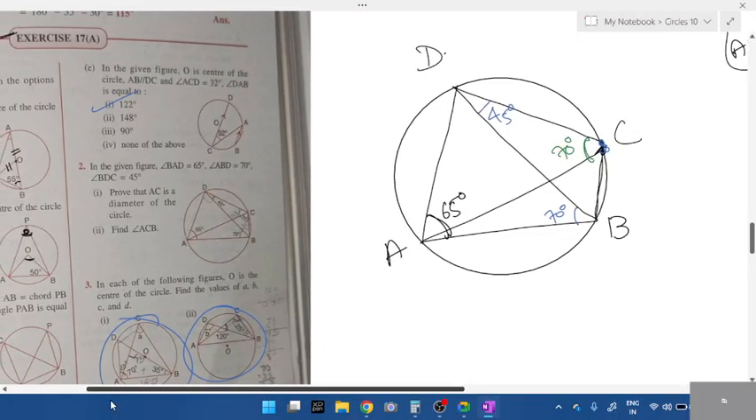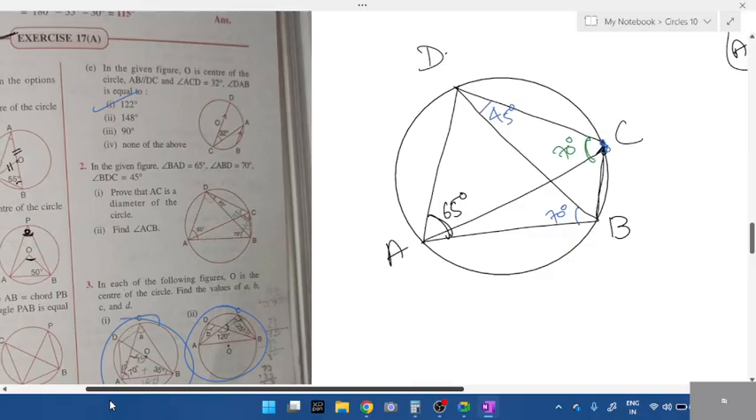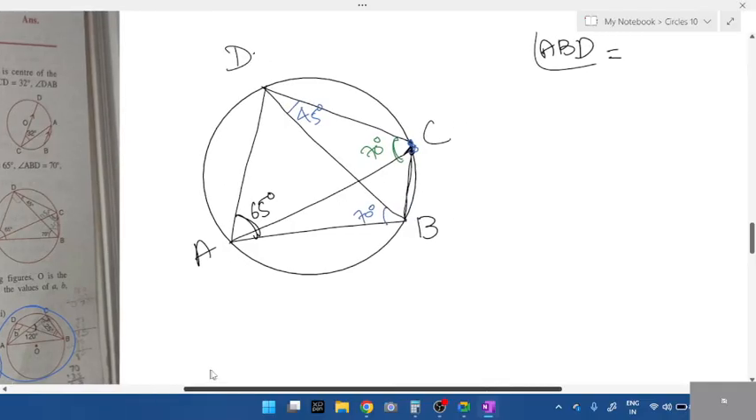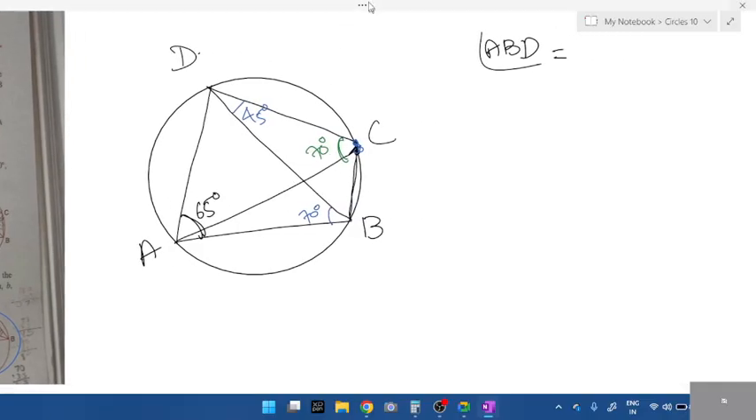ADB. Yeah, if you take which one? ADB and... Oh, okay. We almost got the answer. Yes, correct.